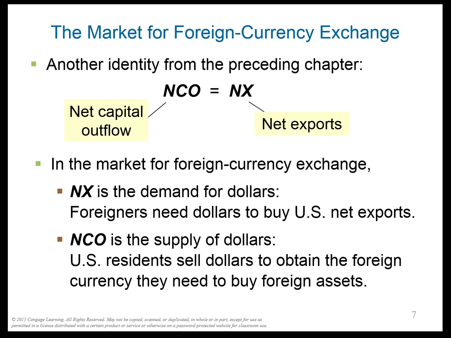The other way to think about it is, NCO is the net capital outflow, the money that's flowing out from the United States. So this is just the supply of dollars for people that are not in the United States. Okay, don't forget that NX is the demand and NCO is the supply. That's pretty important.